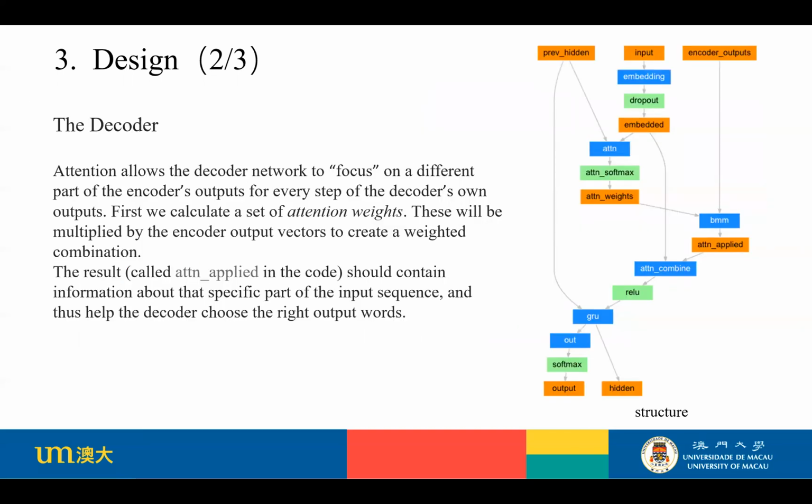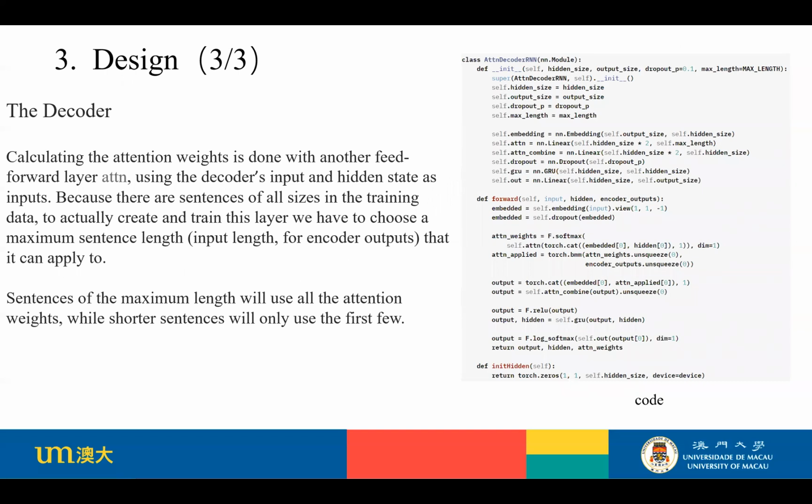Then it comes to the decoder. Attention allows the decoder network to focus on a different part of the encoder outputs for every step of the decoder's own output. First, we calculate a set of attention weights. These will be multiplied by the encoder output vectors to create a weighted combination. The result should contain information about the specific part of the input sequence, and thus help the decoder choose the right output words. Calculating the attention weights is done with another feed-forward layer, using the decoder's input and hidden state as the inputs.